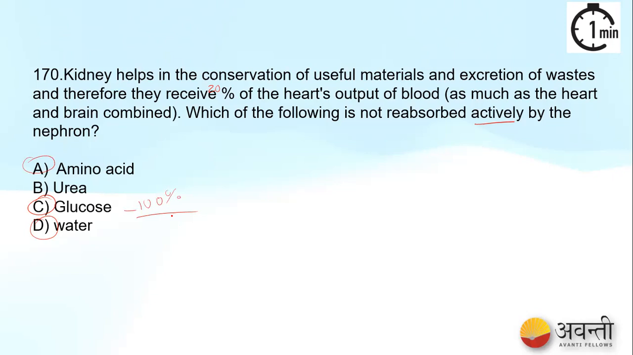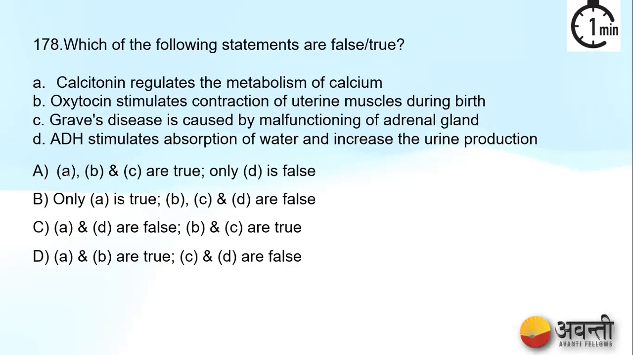Similarly, water is very essential to maintain the osmotic balance, and amino acids are very important for the construction of proteins. Whenever the amino acids are broken down during the metabolic process, they produce nitrogenous waste, and one of the major nitrogenous wastes is urea. So urea is not actively reabsorbed; it is passively absorbed, and is basically excreted through our system. So which of the following is not reabsorbed actively? Option B is urea, so option B is correct. So let's go for the next question, students.